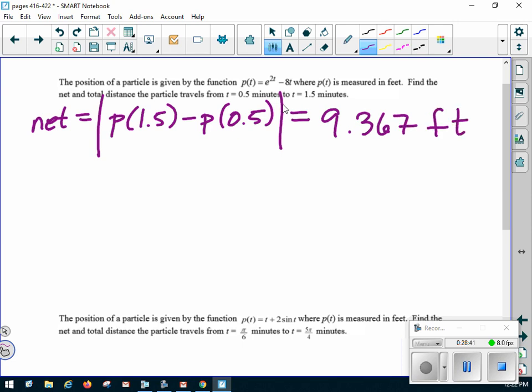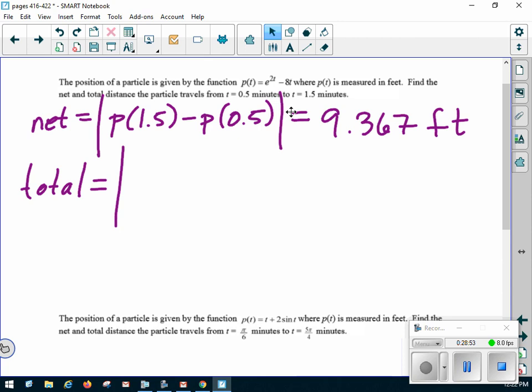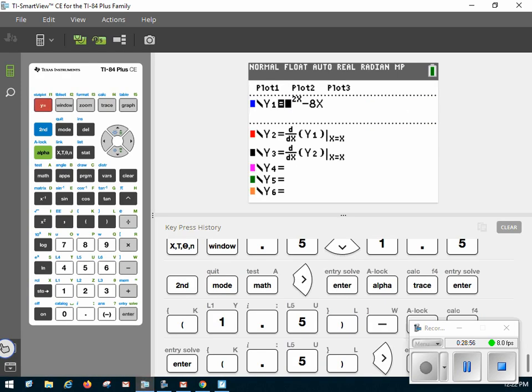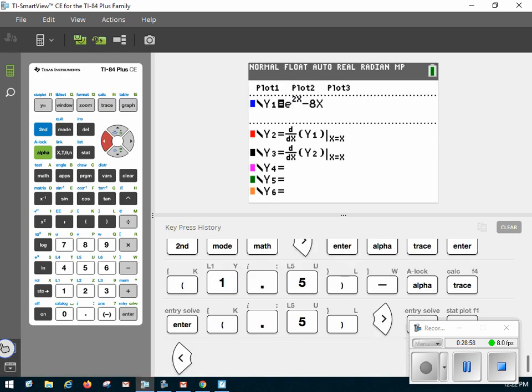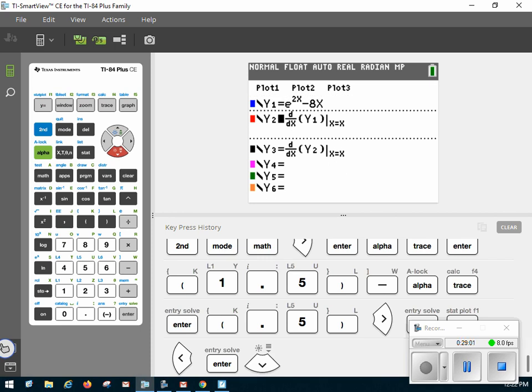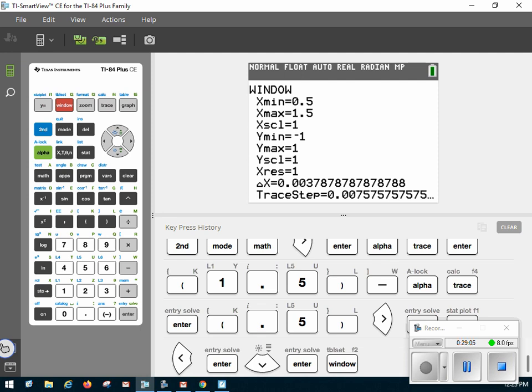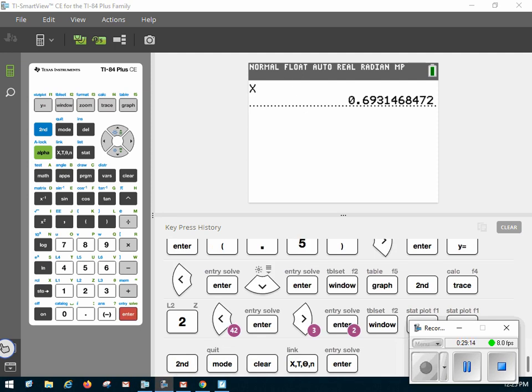I'm just going to promise you this one's going to change direction. All right, so our total distance, well, I don't know yet. What am I going to have to do? Graph the derivative. This is the x value.